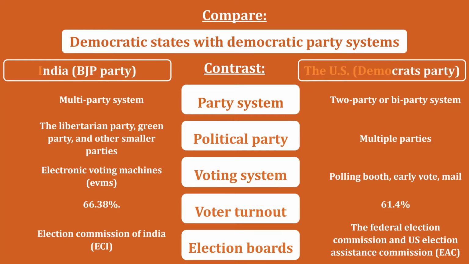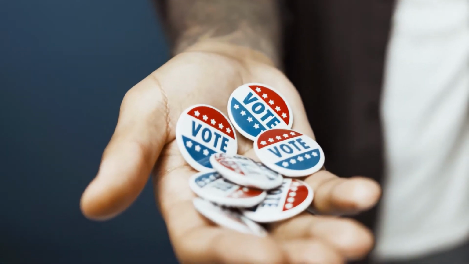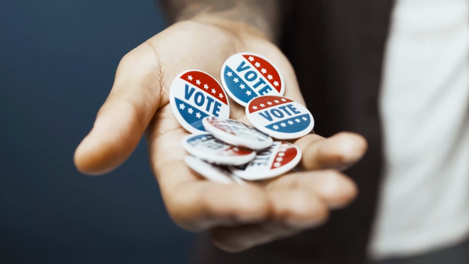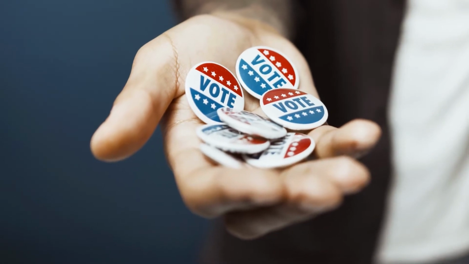For voter turnout, there is 66.38% in India, where a lot of people participate in voting, with higher turnout and registration than the US. While in the US, voter turnout is only 61.4%, and the voter pool in the USA mainly consists of people above the age of 65. They vote 25% more than their younger generation does.